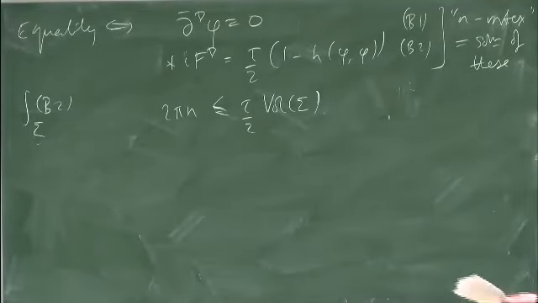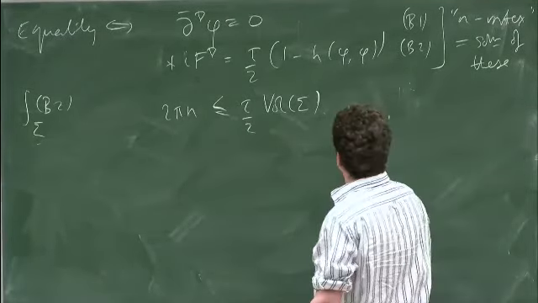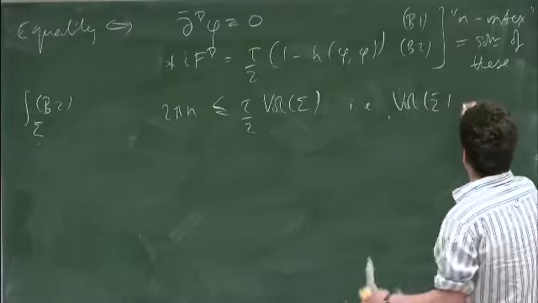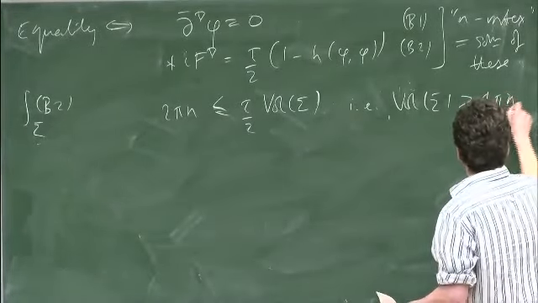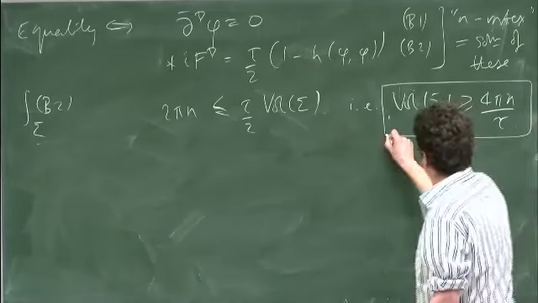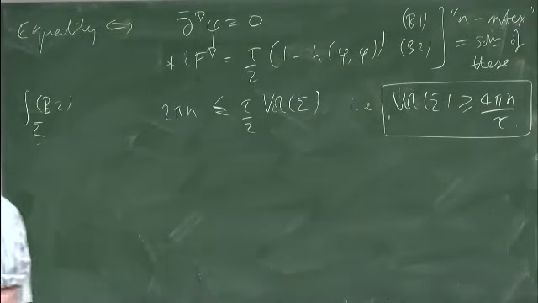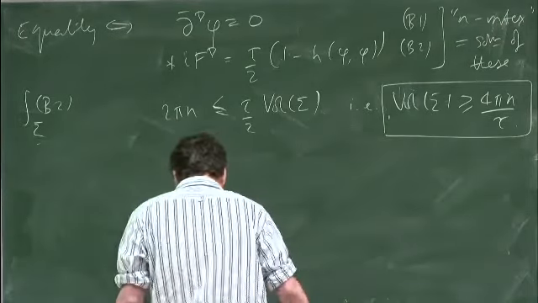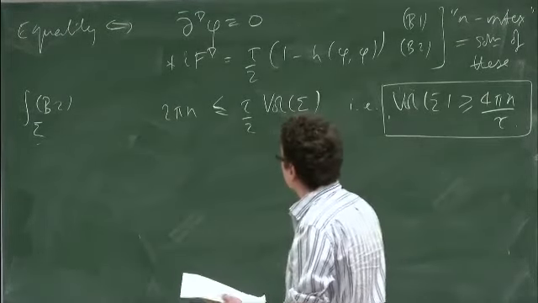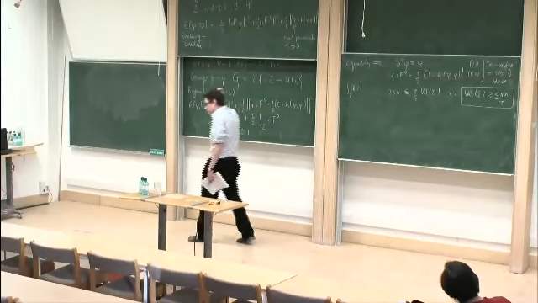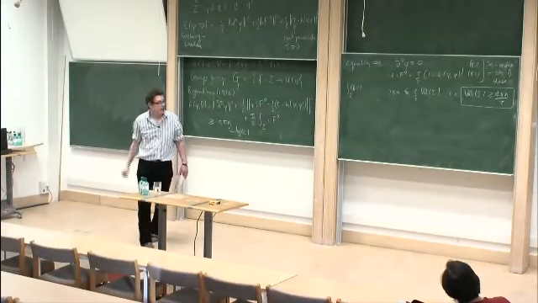Okay, so we see that you can only solve this if the volume of sigma is bigger than or equal to 4 pi n over tau. So this is called the Bradlow bound. For the remainder of the talk, I'm going to assume that the Bradlow bound holds, so that we can actually find solutions to the theory. So n vortices are solutions of this pair of coupled first-order PDEs.